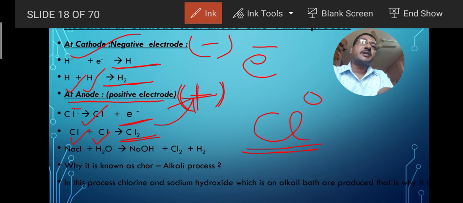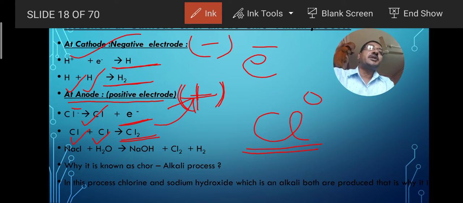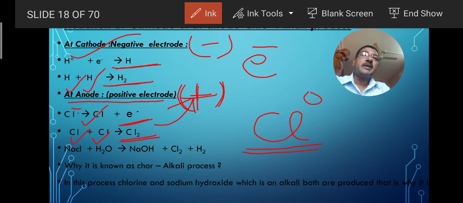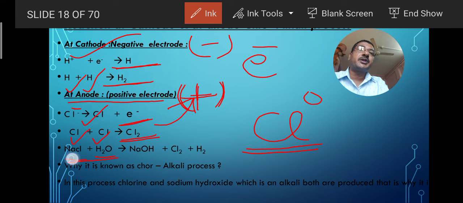This happens during the chloralkali process, or electrolysis of brine, which is used for the manufacturing of sodium hydroxide. The reaction is shown here. NaCl, this is called brine. When sodium chloride, a salt, is mixed with or dissolved in water, the solution is known as brine. When we do the electrolysis of this brine, it produces sodium hydroxide, chlorine and hydrogen gas.